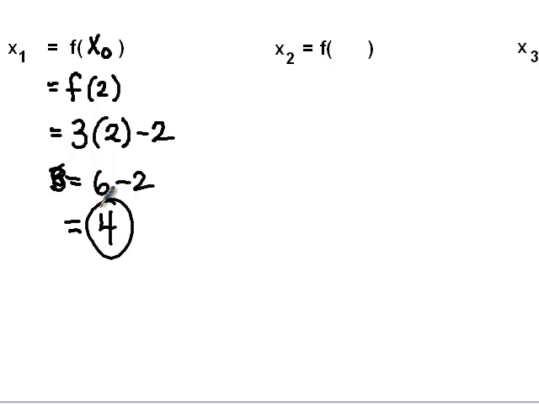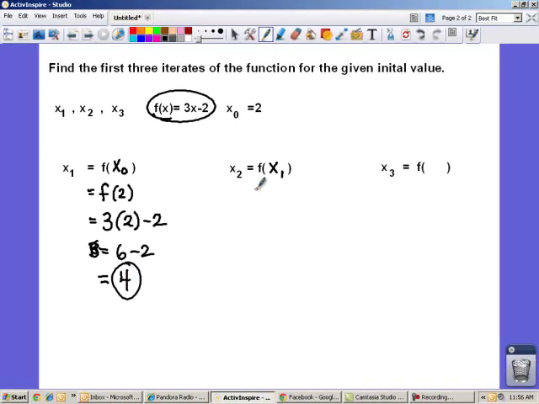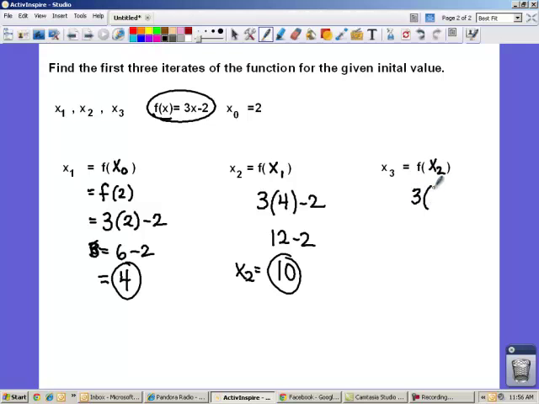There's the first one. And then for the second one, we're going to plug in x1. So we're plugging in the previous one. And since we found that x1 is 4, we're going to say 3 times 4 minus 2, which is 12 minus 2, and that is 10. So x2 equals 10. And then you just keep going. Now we're going to plug in x2 for x, which was 10. So 3 times 10 minus 2 is 30 minus 2, which is 28.